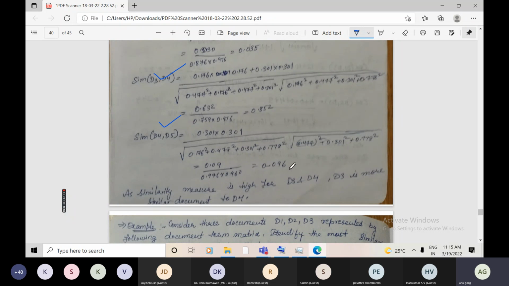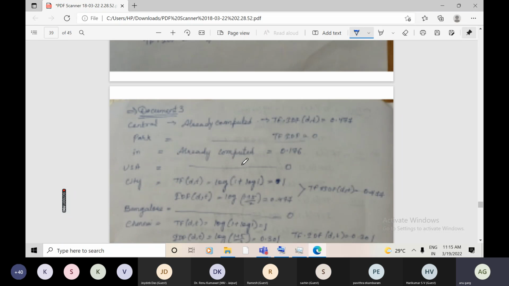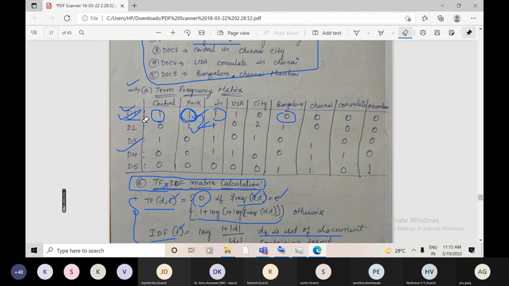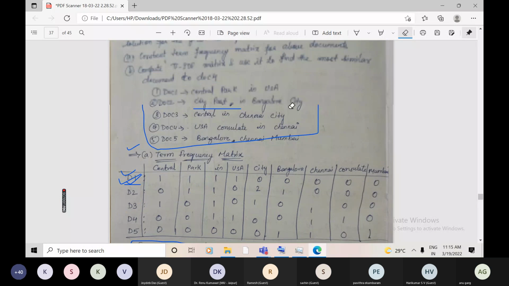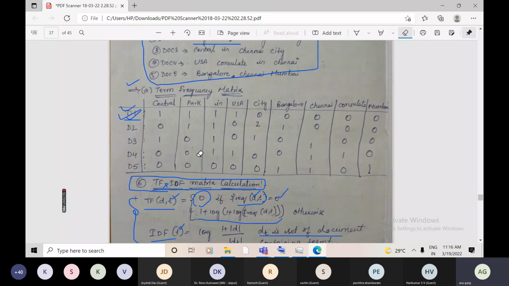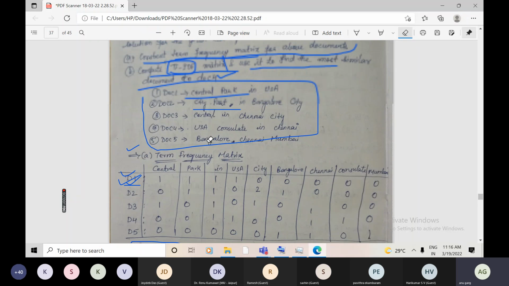Now, whichever value is more, if you see, this one is high. So D3 and D4 are more similar. If you go to the matrix also and look at D3 and D4, what are all the terms coming? Central in Chennai city, here in Chennai. So if you see D3 and D4, you will find these two more similar. If you go to any other, like D1 and D4, there is no similarity. Like that, you can do some analysis to check whether our answer is correct or not.